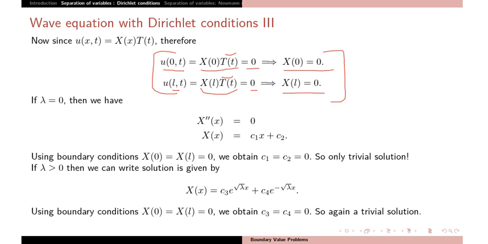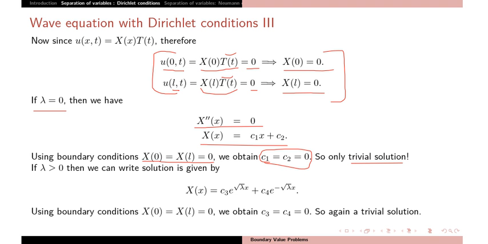So now we consider three cases for lambda. It can be 0, positive or negative. If it is 0, then you have the ODE X double dash equal to 0, which has solution c1 x plus c2. Use boundary conditions. When x equal to 0, you got c2 equal to 0. When x equals L, you got c1 equal to 0. So both the constants are 0. So you got only the trivial solution.